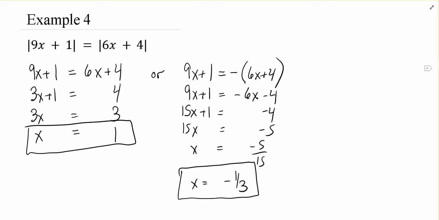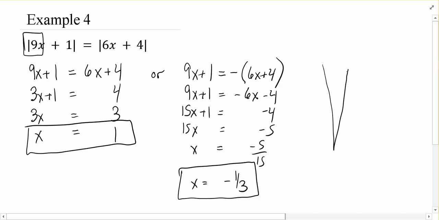So going back to example 4, what was happening here is we had a V whose slope was 9, so we had a really steep V, and we had another V whose slope was 6, so it was a less steep V. They crossed in two places. So that's why we were getting two answers to example 4.